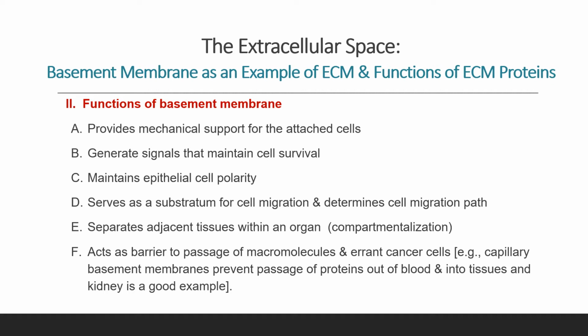For example, it can be very prominent in the capillary basement membranes, which actually prevent passage of proteins out of the blood and into the tissues and the kidney. Okay, so the kidney is actually one of the best examples of having a very selective type of barrier when it comes to the basement membrane.